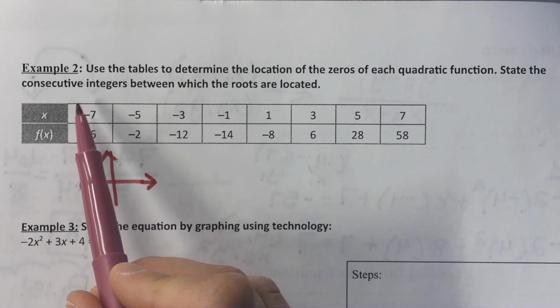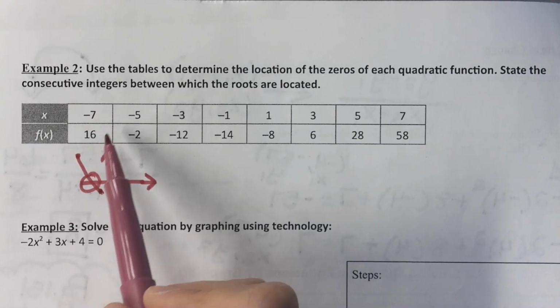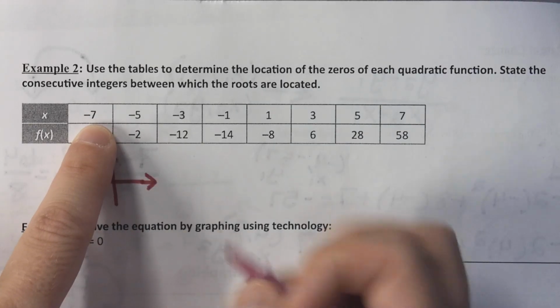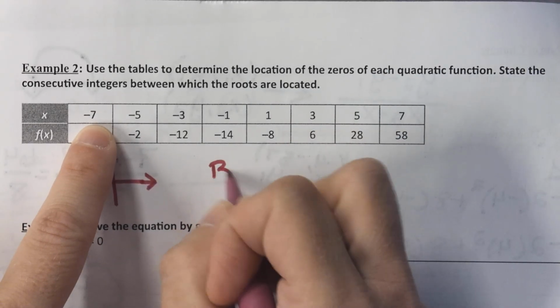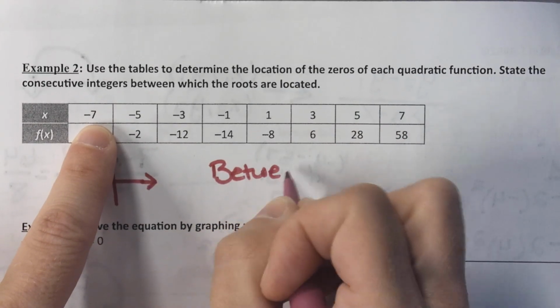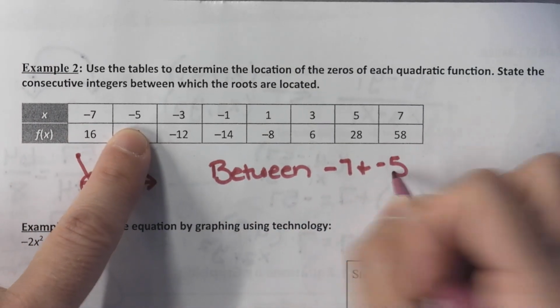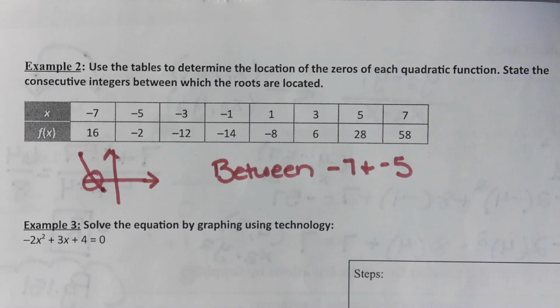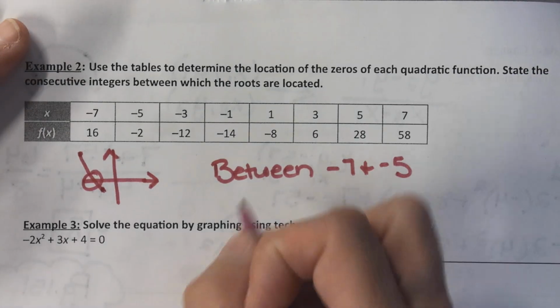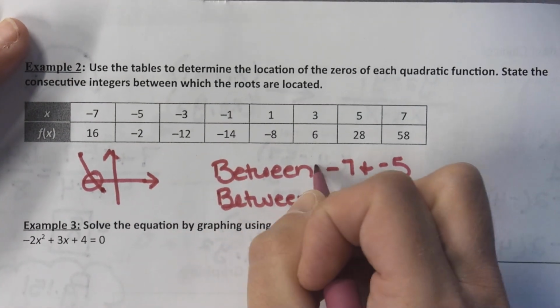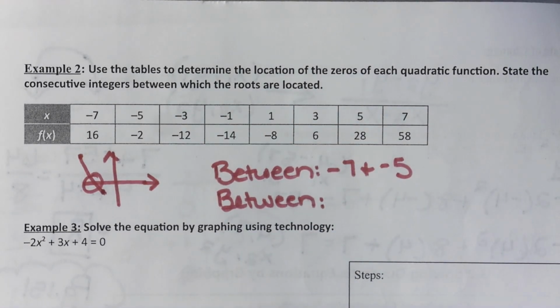So this one just says between what integers, integers are numbers, positive or negative numbers, not fractions, between what consecutive integers does the 0 live? So do you see how I have a 0 that lives between negative 7 and negative 5? So that's what I'm going to write. Between negative 7 and negative 5, I had a 0. Again, how do I know? Because I went positive to negative. There should be one more 0. What does it live in between? In terms of x. Always giving our answers in terms of x.